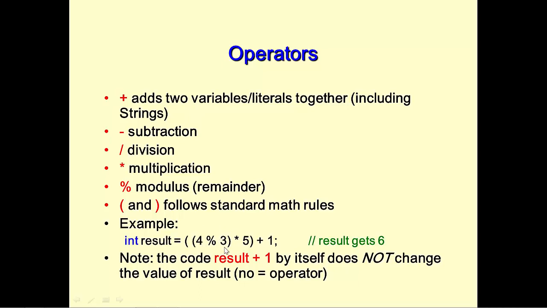So this result right here is going to give us 1 times 5. That's the next set of operations. So it's 1 times 5 gives us 5. And then finally we finish it out with the plus 1. So we're going to take the value 6 and copy it into result.